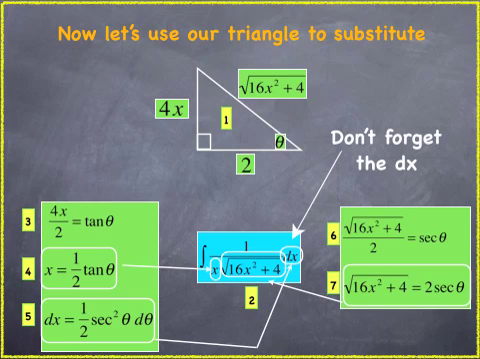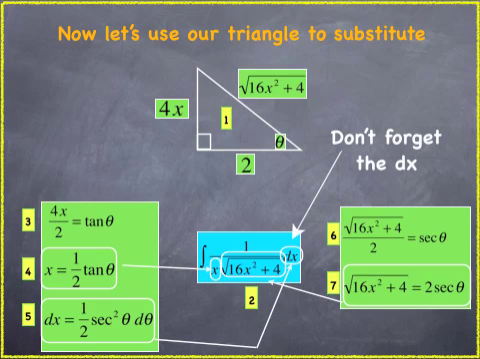And that d theta is key. Remember, when we started with the dx, but when we integrate, we're going to want a d theta. So all of that is going to replace the dx in our original integral. Now the only thing left that we have not replaced is our radical, the radical square root of 16x squared plus 4. How do we do that?